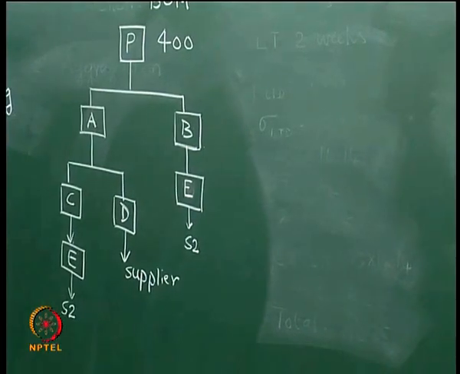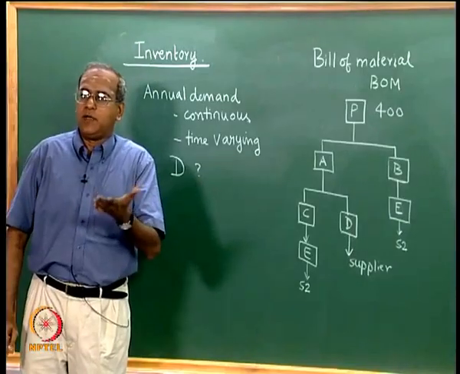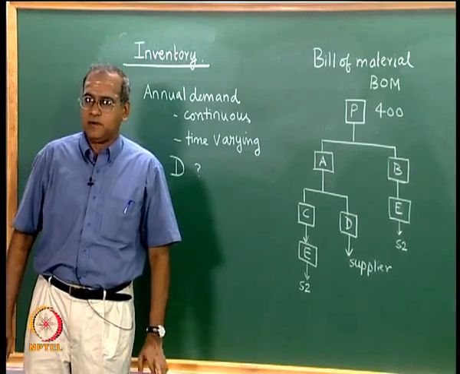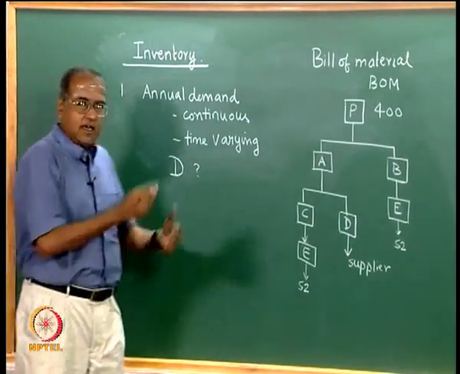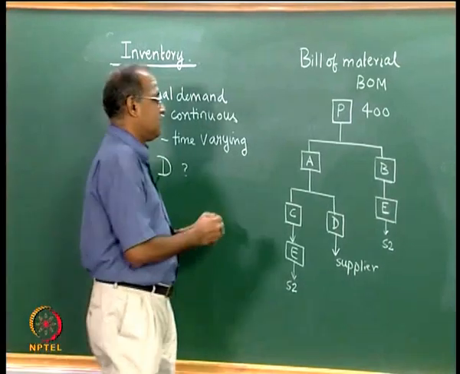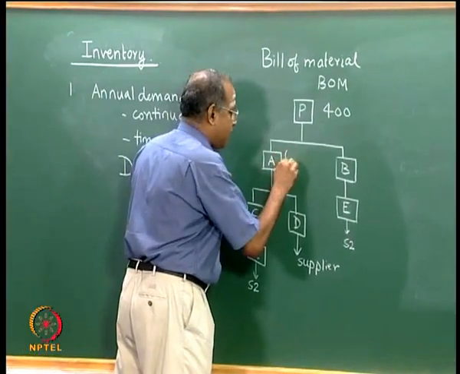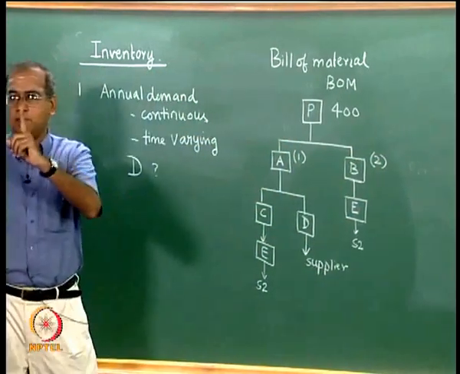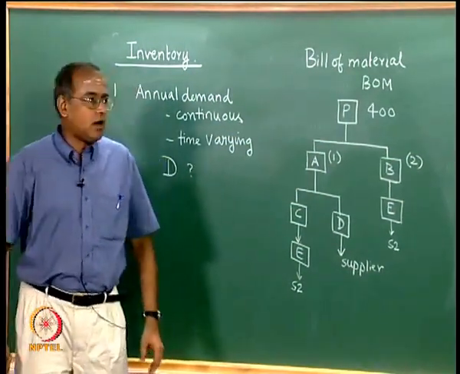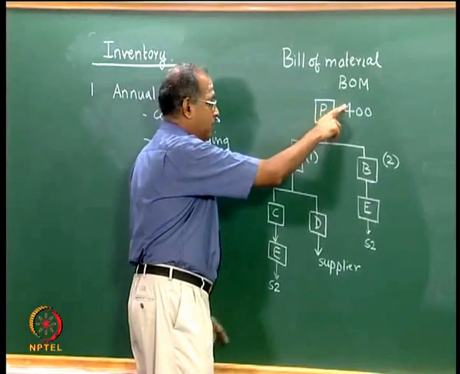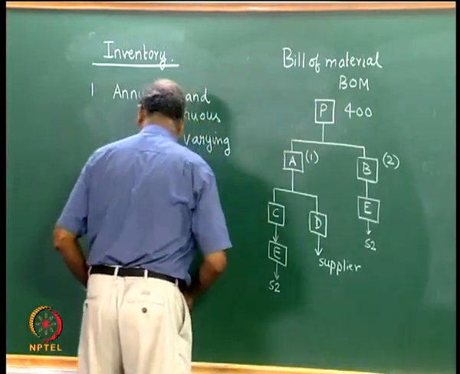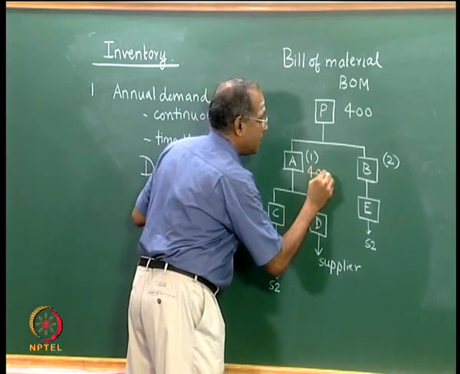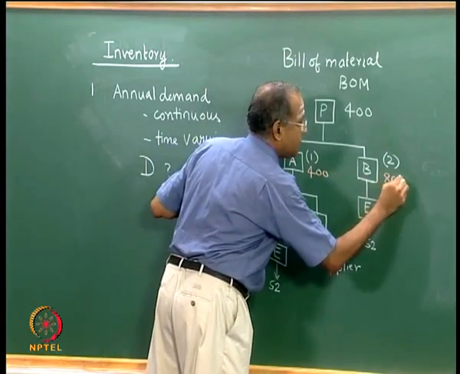This 400 could either be a forecast or it could be a firm demand that we have to meet. Now let us assume again for the sake of discussion that it requires 1 of A and it requires 2 of B to make 1 of P. So automatically 400 of P would involve 400 of A, and it would involve 800 of B.